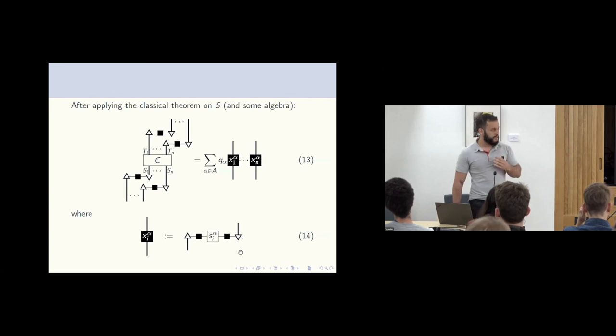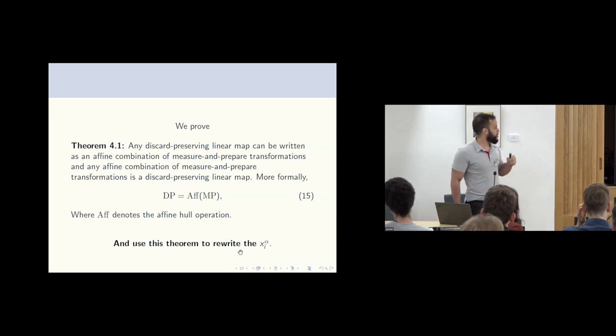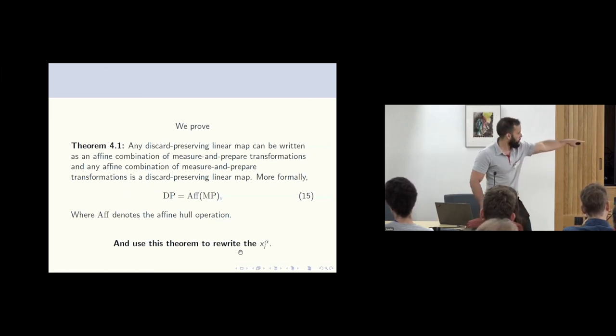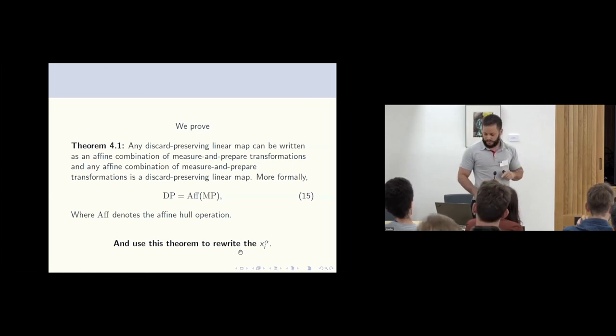So what we do next, because this is not yet the solution, we prove the following theorem. Any discard preserving map can be written as an affine combination of measure and prepare transformations. And any affine combination of measure and prepare transformations is a discard preserving map. So you can write this in a compact form as just an equality between sets. The set of discard preserving maps equals the affine hull of the set of measure and prepare operators.